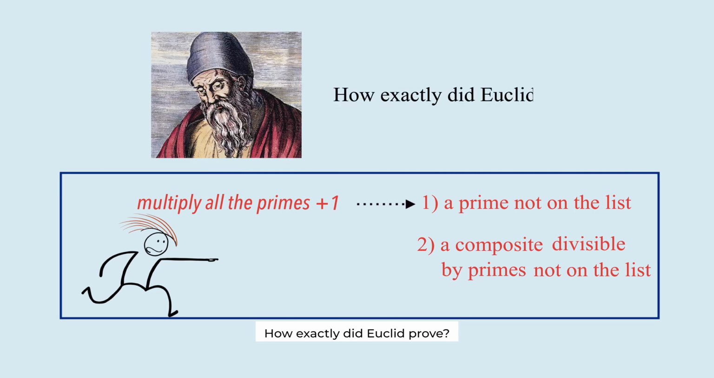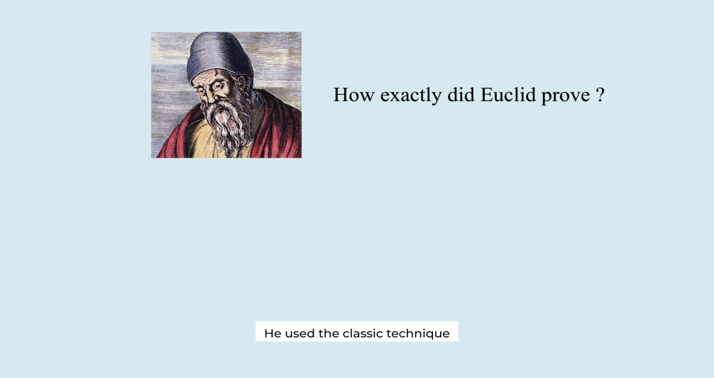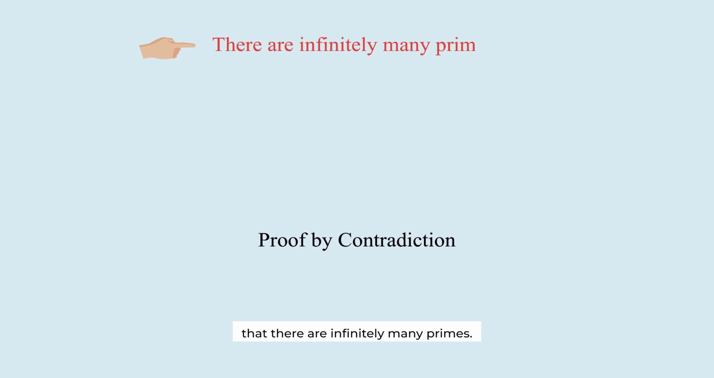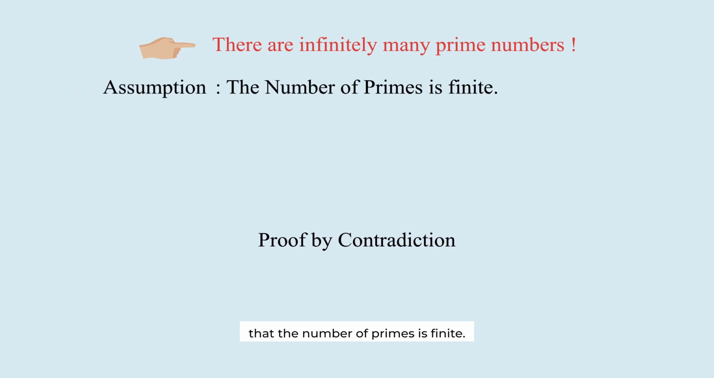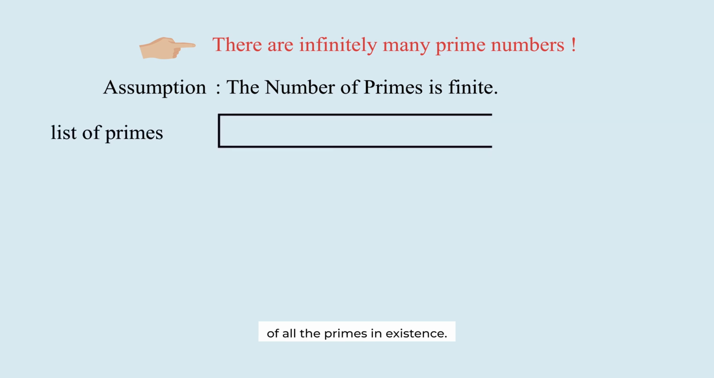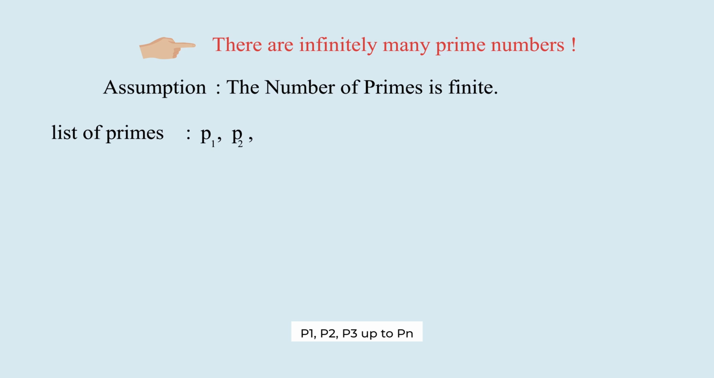How exactly did Euclid prove it? He used a classic technique called proof by contradiction. He wanted to prove that there are infinitely many primes, but instead of proving it directly, he assumed the opposite, that the number of primes is finite. Let's say we write down a list of all the primes in existence, P1, P2, P3, up to Pn.